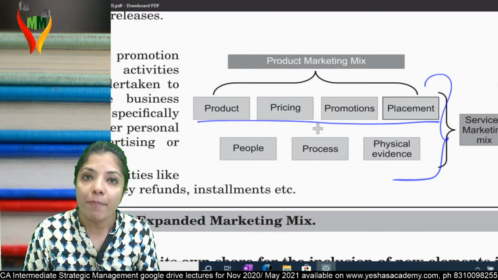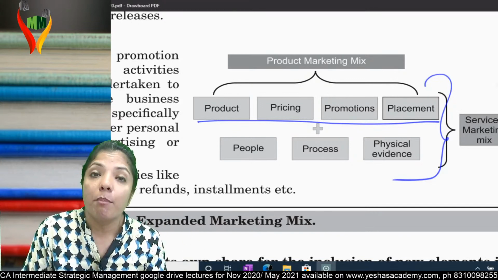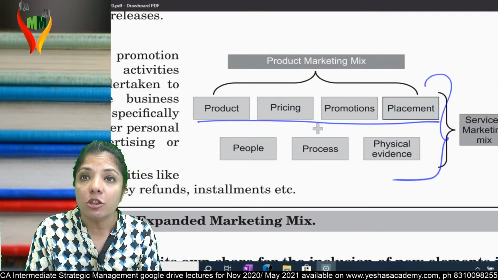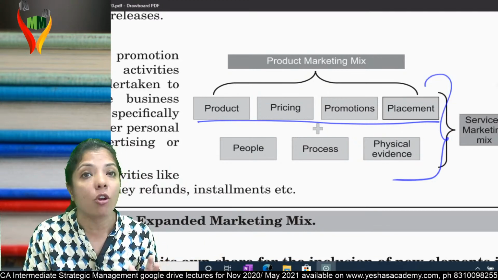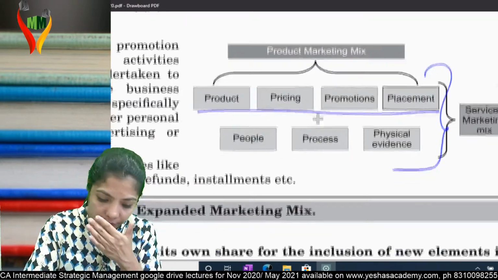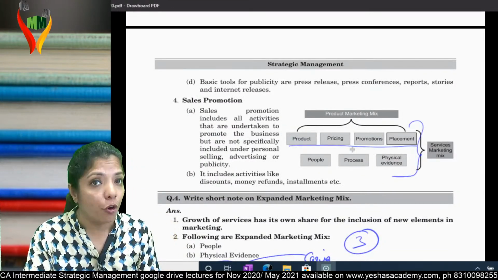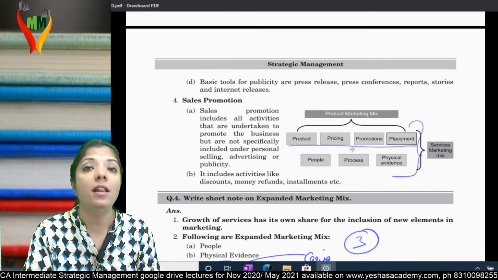If I say write 4 P's, write 7 P's, all will write. But if I say write a short note on product marketing mix or write a short note on service marketing mix, that makes a lot of difference. Am I clear? So when I say product marketing mix, it is first 4. When I say service marketing mix, all 7.